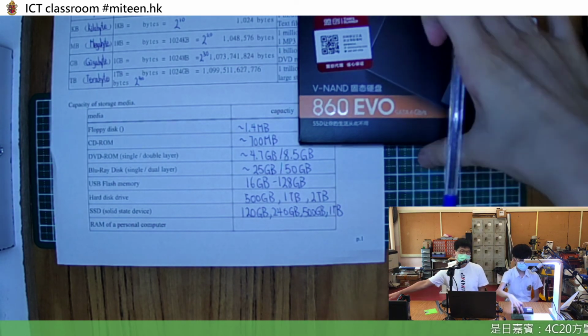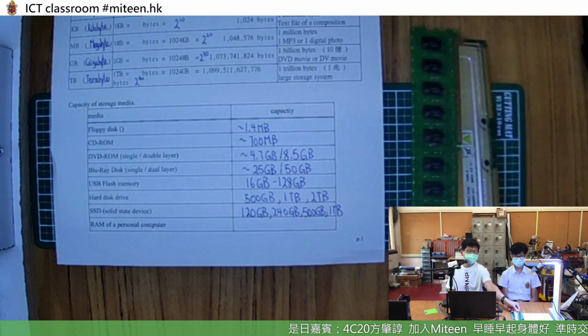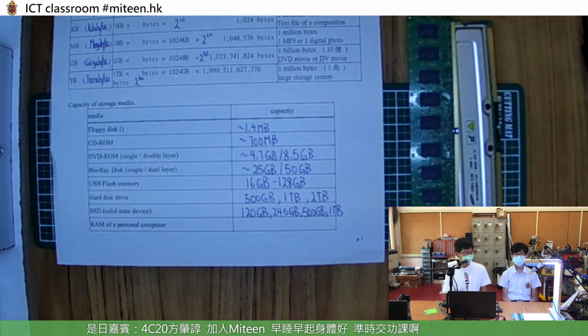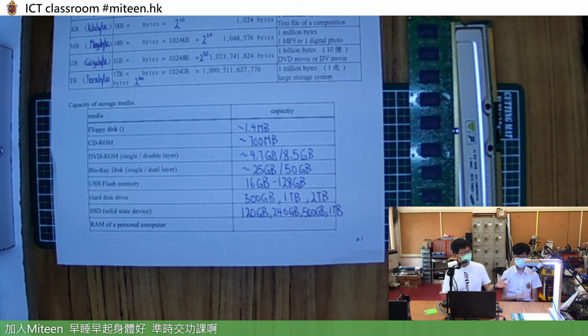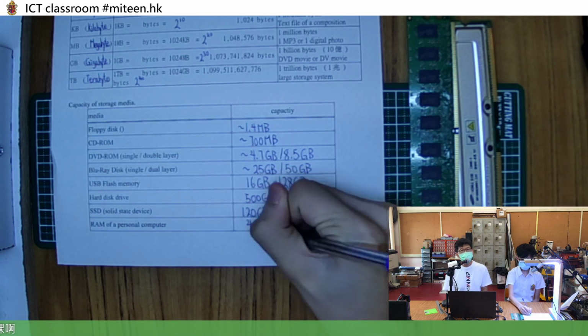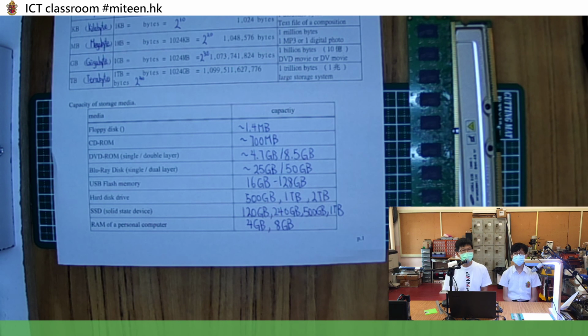And finally, these are the RAM found in your desktop computer. In a desktop computer, you may have 4 gigabytes or 8 gigabytes RAM. If you like to play games, do you like playing games? Of course. Okay, your desktop computer may have up to 16 gigabytes.